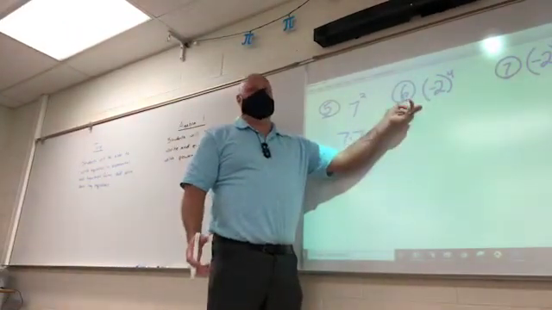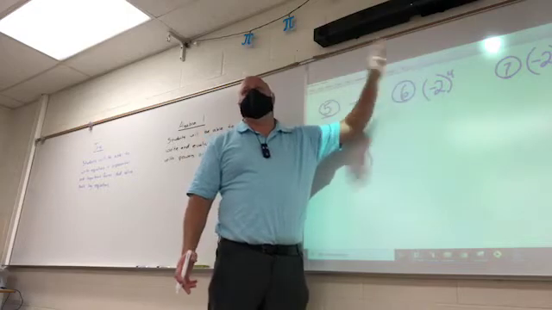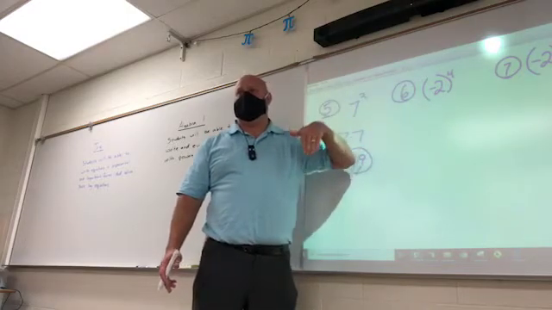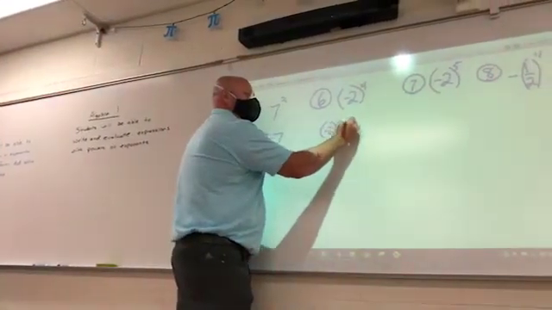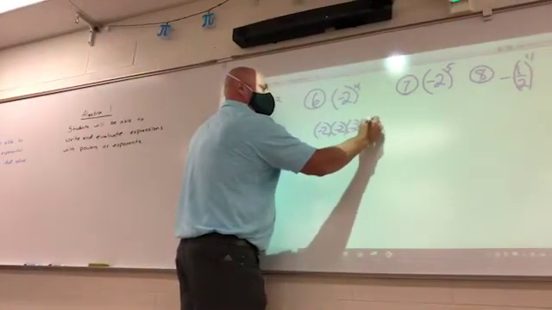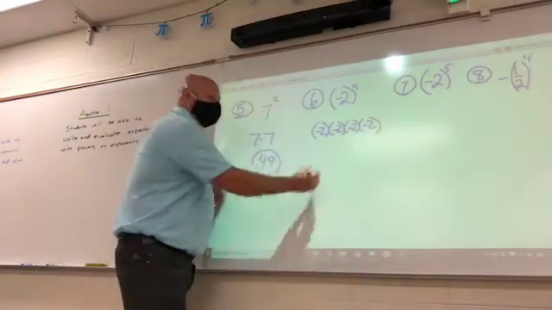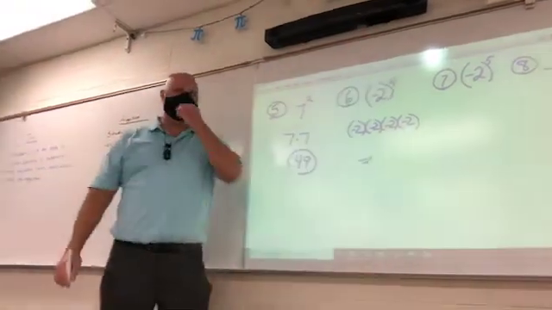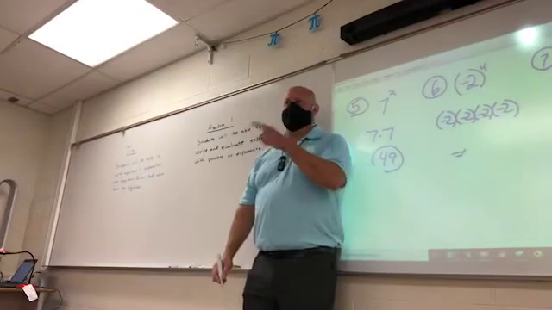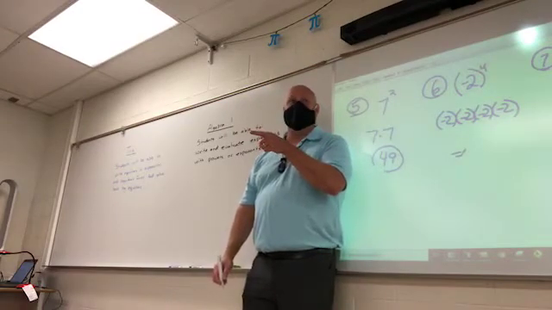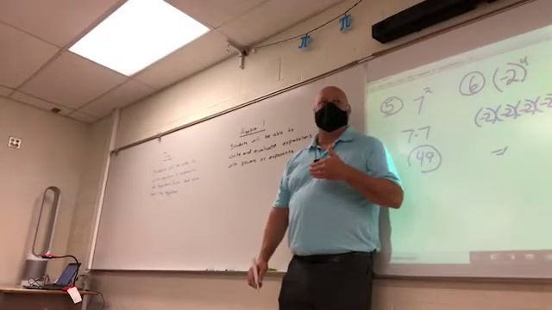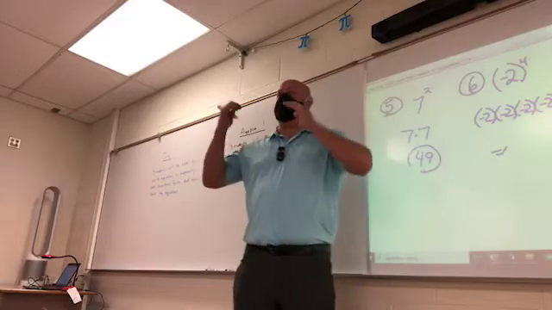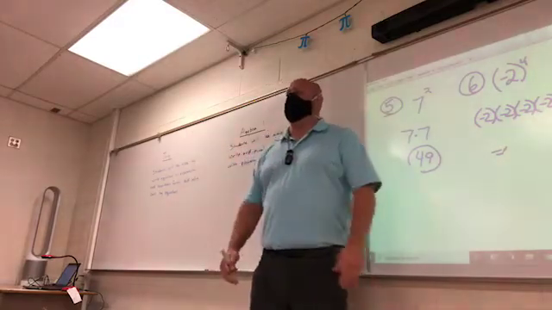How about number 6? What does that mean? What am I going to multiply by itself 4 times? Negative 2. That means negative 2 times negative 2 times negative 2 times negative 2. Now, is this going to end up being a positive number or a negative number? Why positive? Why? Like, how do I know if it's going to be positive or negative?